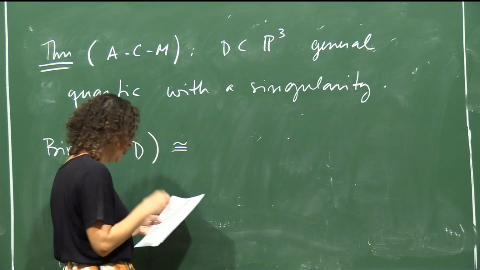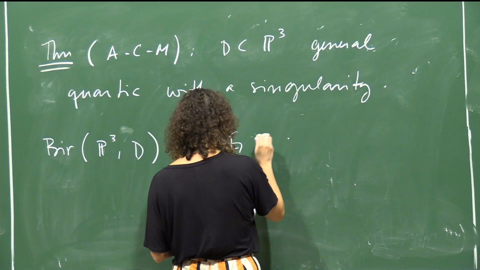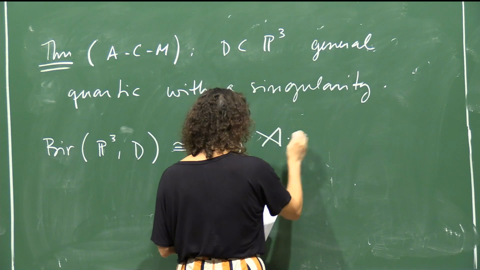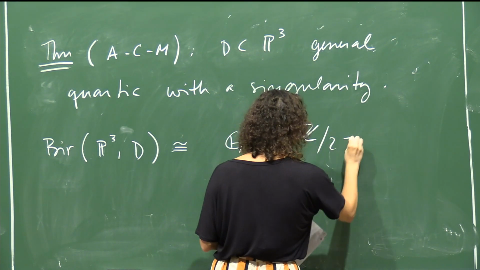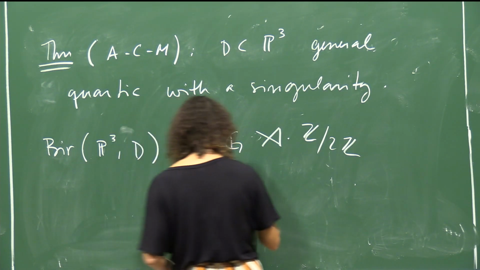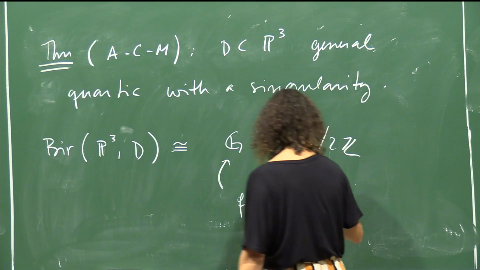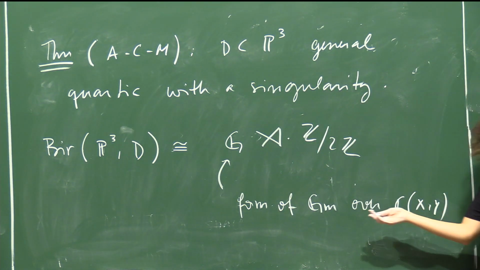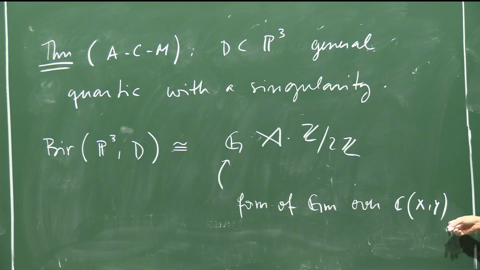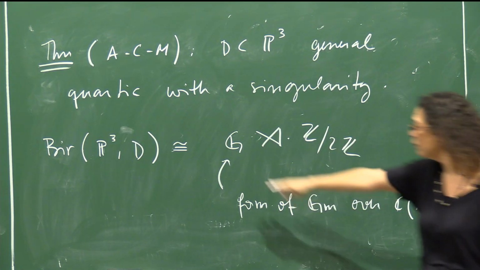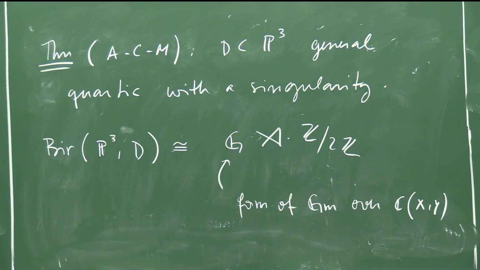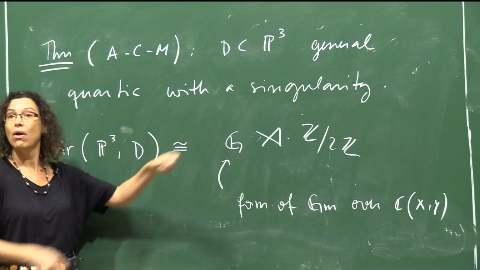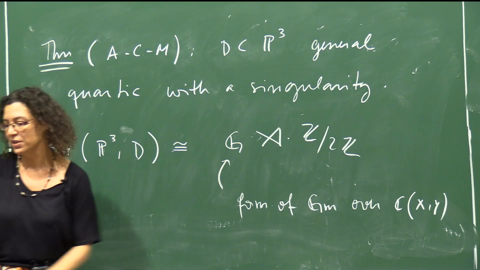We wrote this group. We gave it a presentation as a semi-direct product of a group G that I will describe, and Z mod 2, the cyclic group of order 2, where this G is what we call a form of Gm over the function field of P2. What this means is that this is an algebraic group defined over the function field of P2, such that over the algebraic closure it becomes Gm. And in fact, if you give me a precise equation for this quartic, I can write down all the birational maps in this group. So this is very explicit.